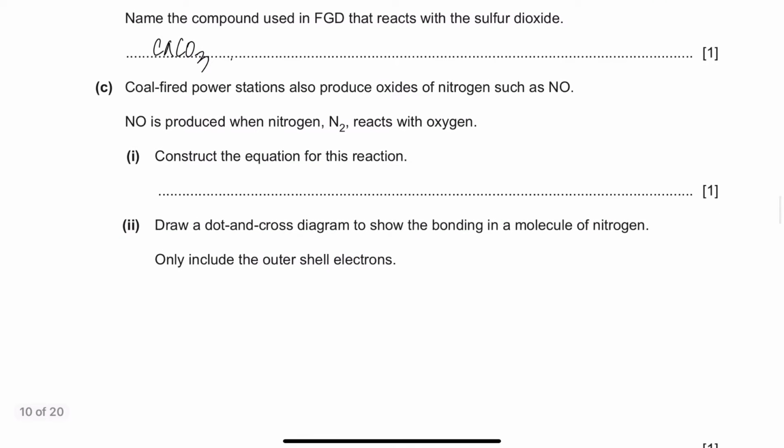Now, moving on, it says coal-fired power stations also produce oxides of nitrogen such as NO. NO is produced when nitrogen reacts with oxygen. Construct the equation for this. So nitrogen reacts with oxygen and gives you NO. How do you balance this? There are two N's and two O's on this side, and one N and one O on the other. Just multiply this with a 2 and that's the balanced equation, right? And you just write the gas state, that's a gas, and that's a gas.